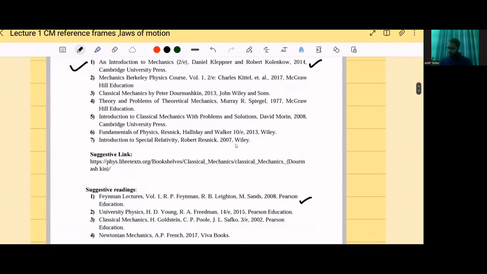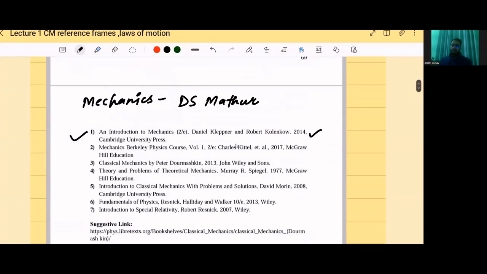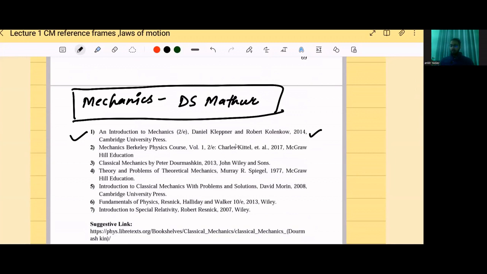One more book is for Indian students. It is sometimes a little difficult to understand books written by foreign authors. So we have given the name of this one, Mechanics by D.S. Mathur. Okay, this is also a good read. You can go and read this one, go and purchase this one also.